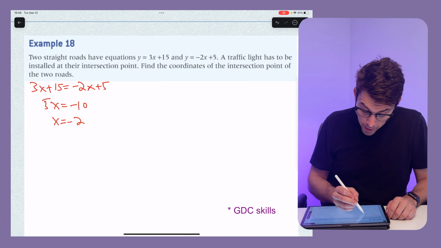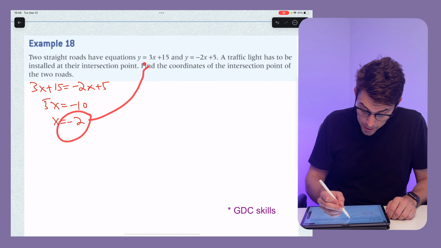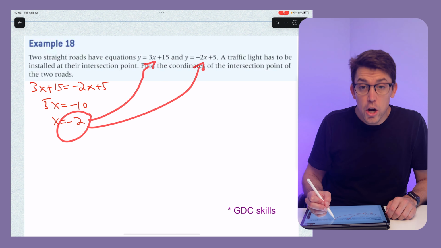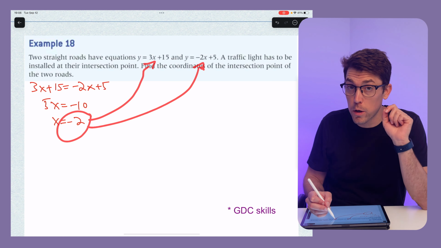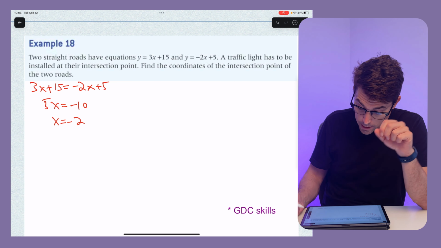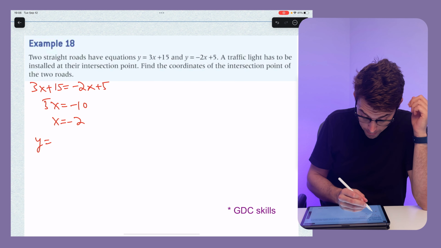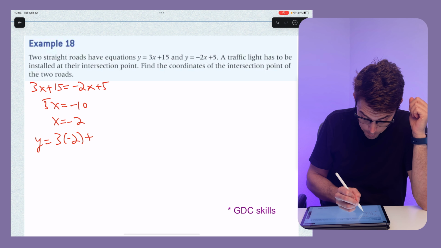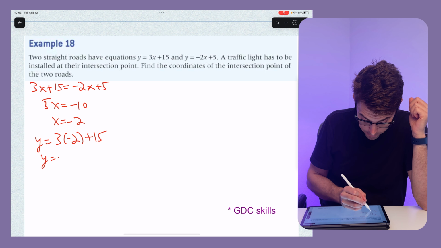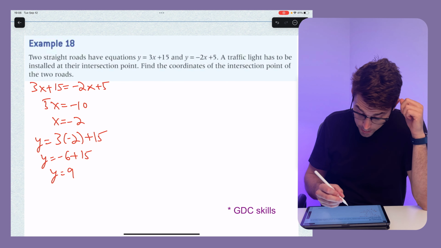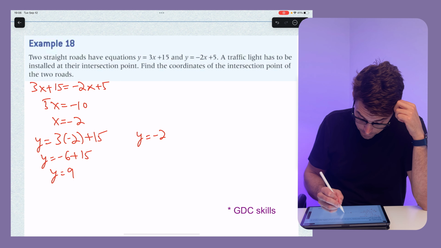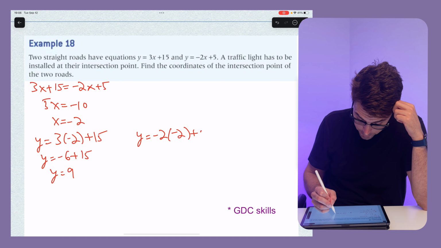And so now you'll find that if you put negative 2 in for x here, or if you put it here, you're going to come up to the exact same value because it's a point of intersection. That's one way you can check, by putting into both equations. So if I put into my first one, I'll have 3 times negative 2 plus 15. So y is going to be equal to negative 6 plus 15, which means that y is equal to positive 9. And again, if I put in my other one, I'd have negative 2 times negative 2 plus 5.